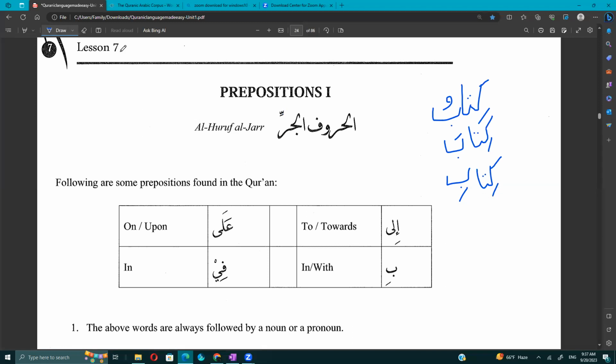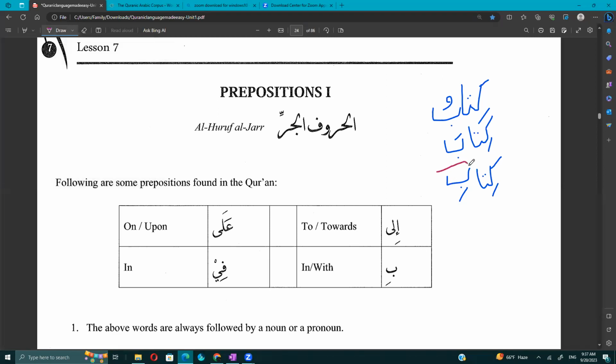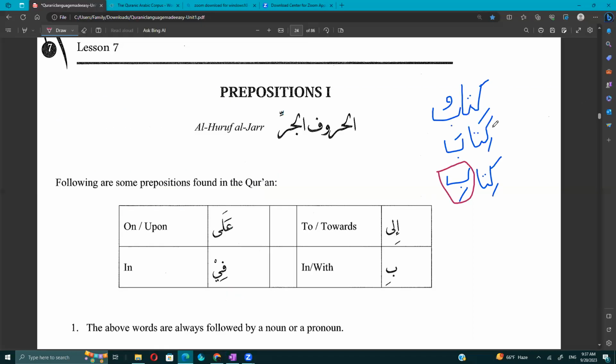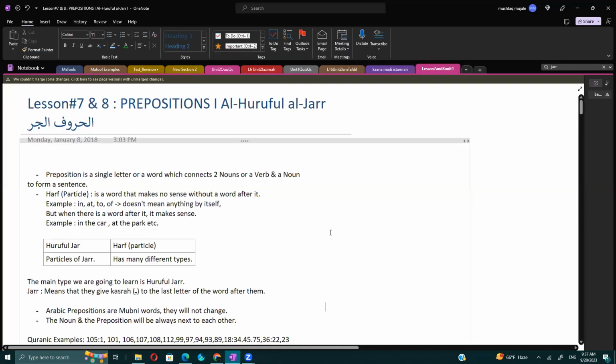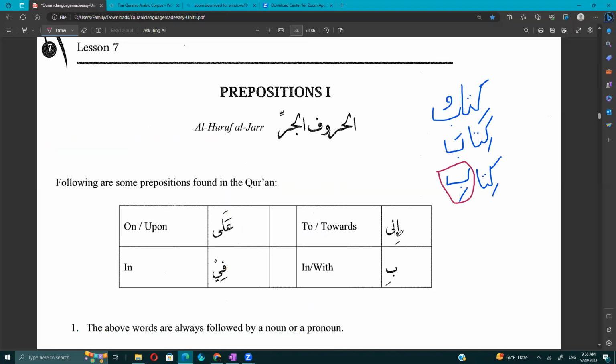Okay, this is the one which we are going to learn today. Okay, so jar means kasra or zair to the word. Okay, so this is kasra. That is why it is called huruf al jar. Jar means they give a kasra to the last letter of the word, like kitabu, kitab. It was kitabu or kitaba, but it became kitabi because of the huruful jar, the letters, the prepositions. And what are the prepositions which we are going to learn now in Arabic? So these are the prepositions. First is ila, ala, bi, and fi.